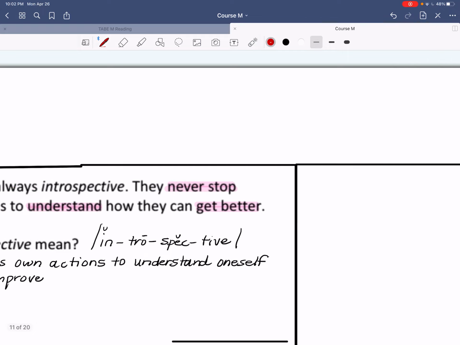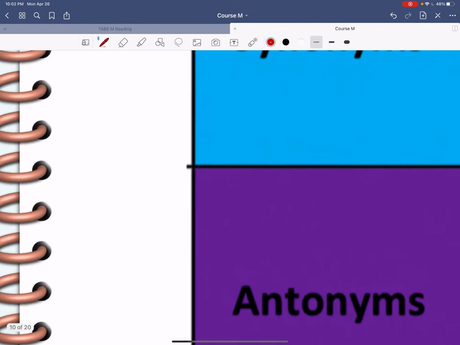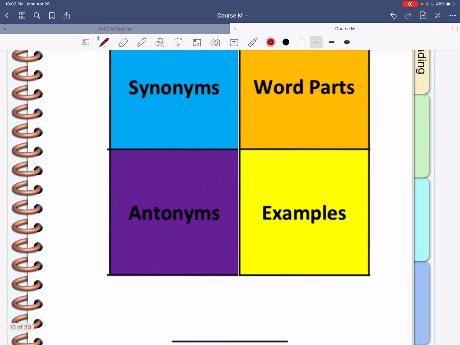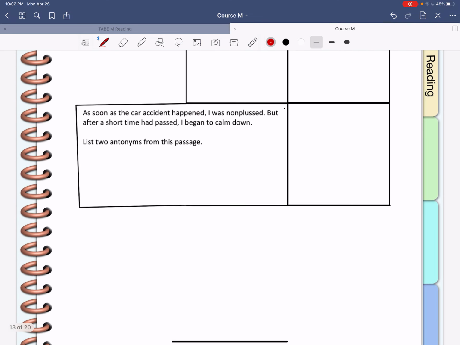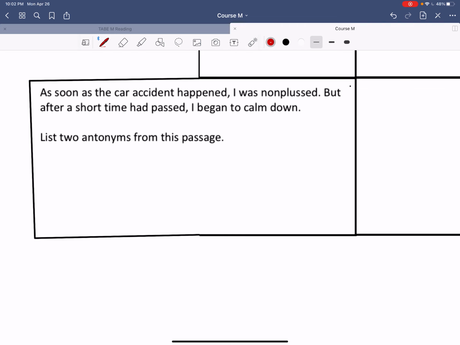Okay, our next type of clue is called antonyms. This is the purple one, and it goes right here. Antonyms. And before I even read the sentence, let me tell you what antonyms mean. Antonyms are words that are opposites, like black and white, tall and short, hot and cold. So these are words that have opposite meanings. Synonyms same, antonyms opposite.